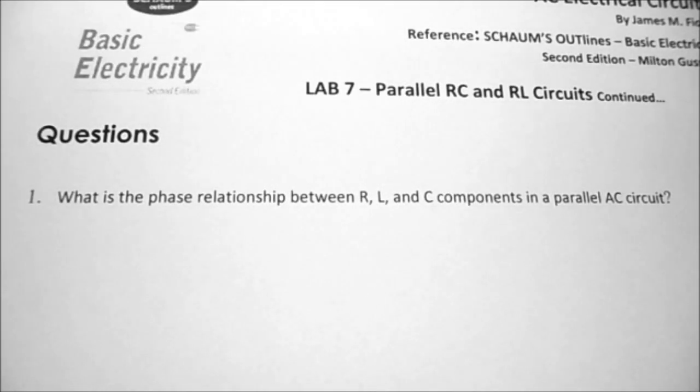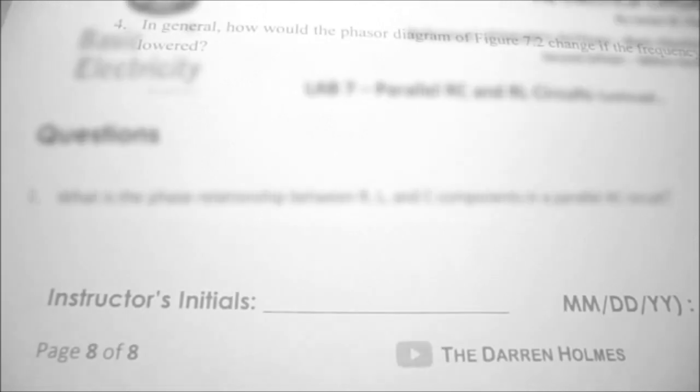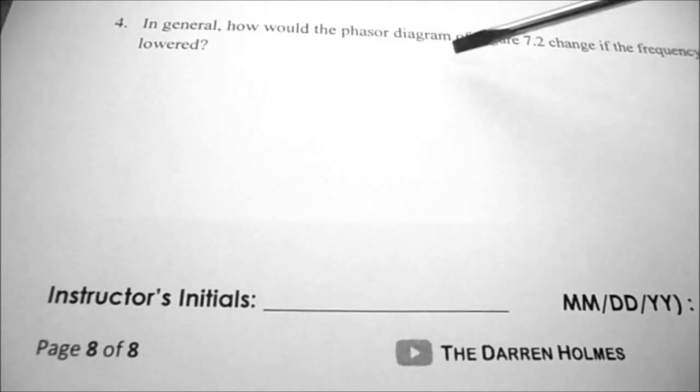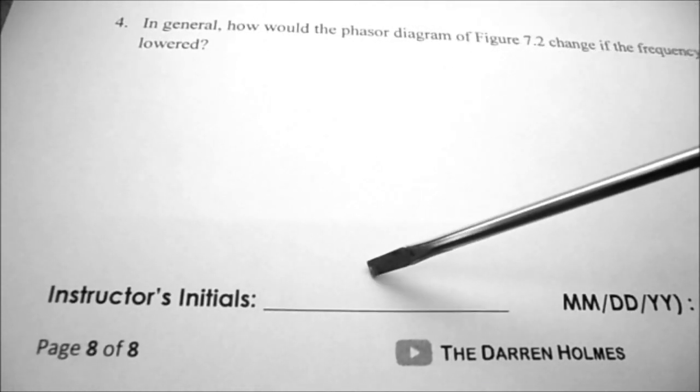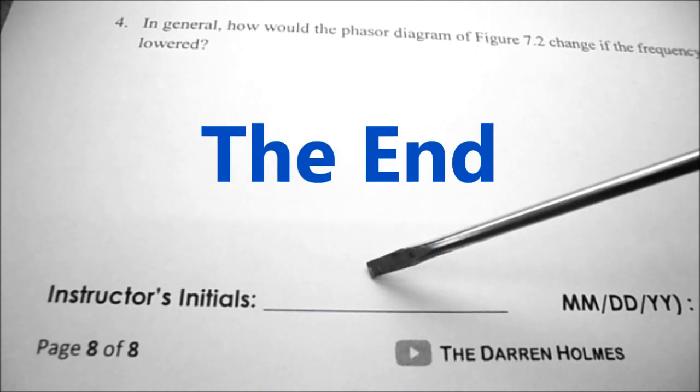On the last page, we have 4 questions to be answered based on our calculations and observations of the lab. When you've completed the lab, show it to your instructor so they can initial it to indicate that it is complete.